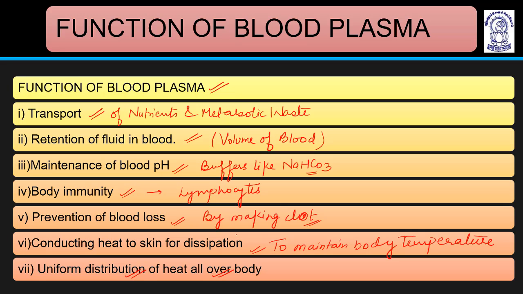So what are the functions of blood plasma? It helps in the transportation of nutrients and metabolic waste. It helps in the retention of fluid in blood, and helps to maintain the volume of the blood. It helps to maintain the pH of the blood because it contains buffers like sodium bicarbonate, which regulate the blood pH. Then it helps to maintain the body immunity because it carries lymphocytes with it, prevention of blood loss by making clot, conduction of heat to skin for dissipation, to maintain the body temperature, and uniform distribution of heat all over the body.